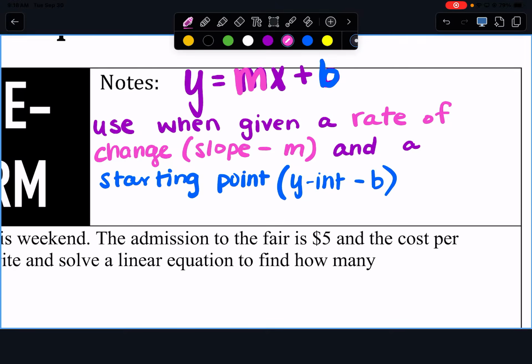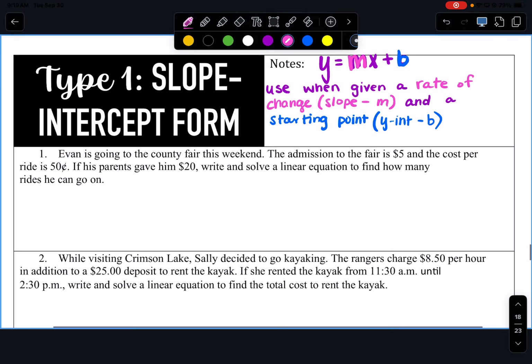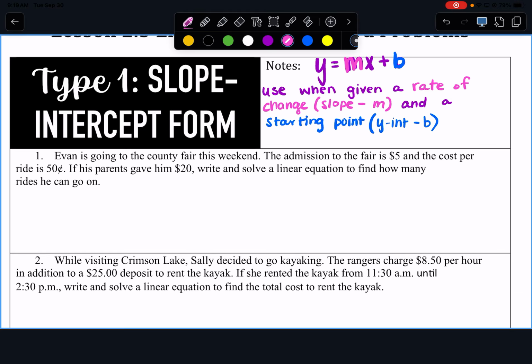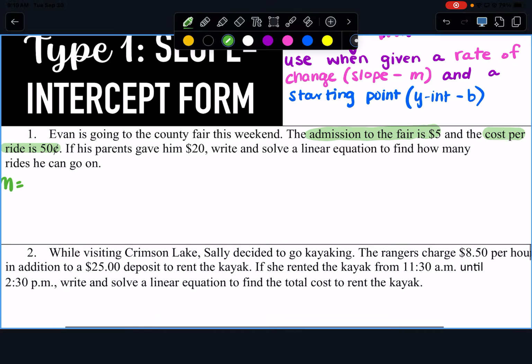So I want us to go ahead and look at question 1. It said Evan is going to the county fair this weekend. The admission to the fair is $5, and the cost per ride is 50 cents. Based just off that information, what is my slope? Which one of those would be my rate? Would it be $5 for admission, or would it be cost per ride?